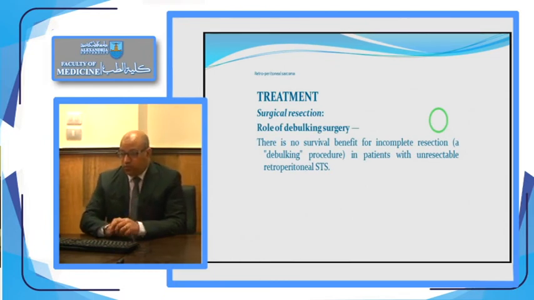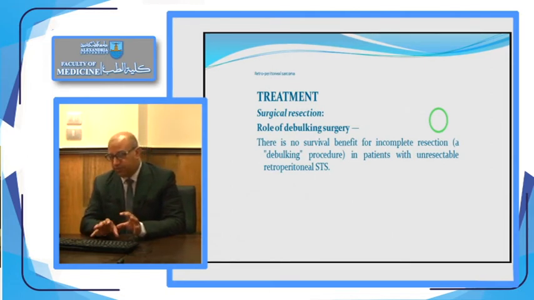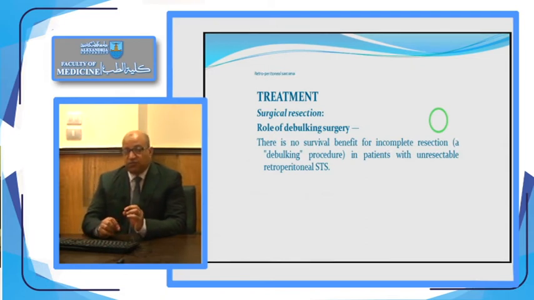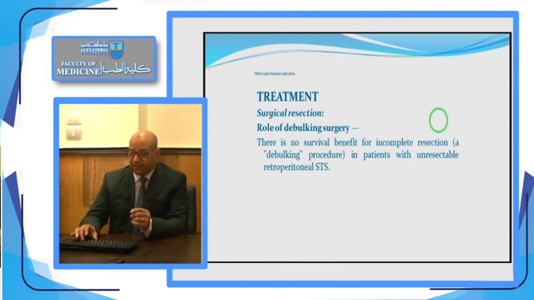There is no survival benefit of incomplete resection of retroperitoneal sarcomas. So either go for complete resection or don't open the patient at all. So it is an all or none rule: to resect or not to resect. There is no role for debulking in these patients.